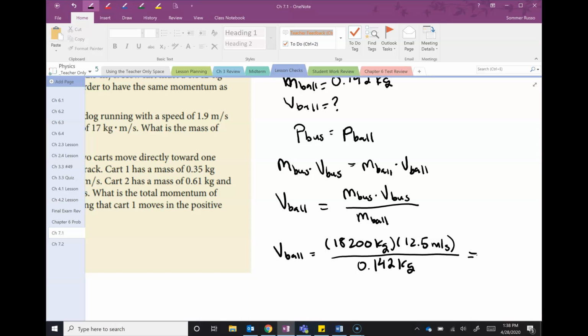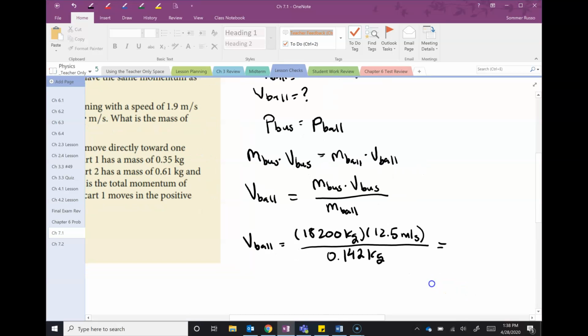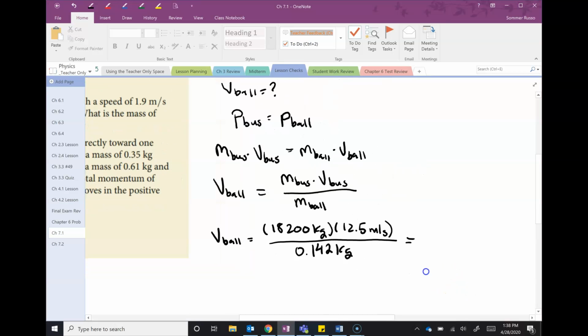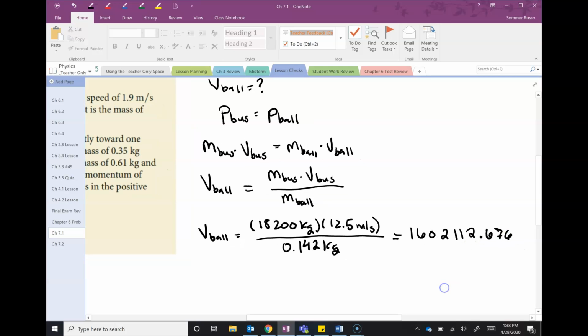All right. Hopefully you realize that we have a very large bus going at relatively large speed. So in order for the ball to have the same amount of momentum, it has to be moving really, really fast. And we get that. So we do get 160,112.676 meters per second. Holy cow, that's a big number.